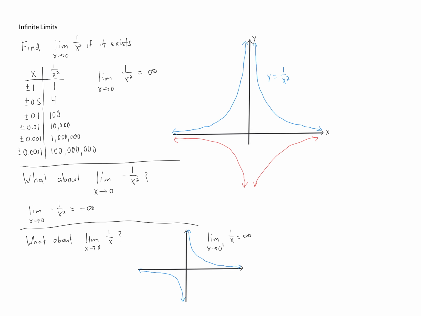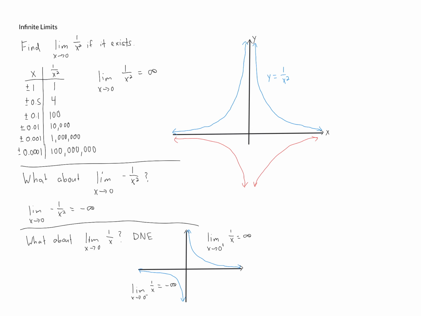positive infinity. However, on the left-hand side, as we approach 0, we end up having our y values approaching negative infinity. So the left-handed limit of 1 over x as x approaches 0 is negative infinity. And because those two limits are not equal to each other, and we have different behavior on the left and right, that means that the two-sided limit does not exist.